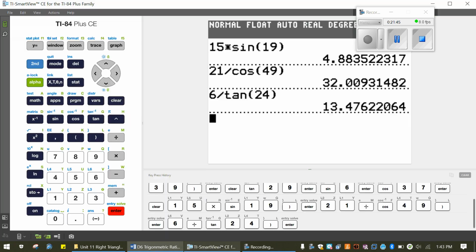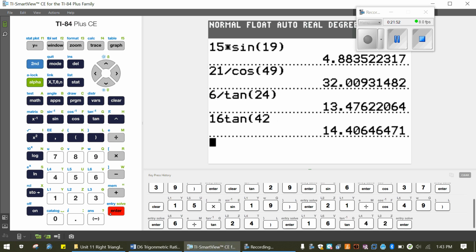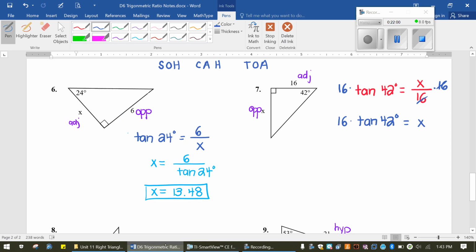All right, so let's jump to that. 16 tangent of 42. And we get 14.406, which will become 41. So 14.41. So x is 14.41.